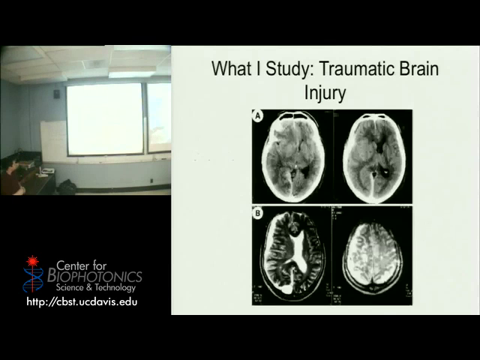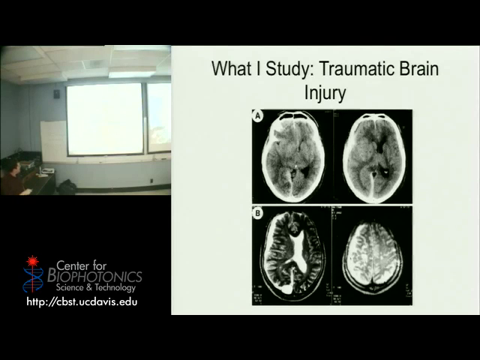So what does this look like? This is a CT scan up here, and this is an MRI scan down here. What you can see in the CT, these black spaces, that's where fluid is in your brain. And it's supposed to be a mirror image. There should be a ventricle here and a ventricle here. But you can see the brain is swelling. This part of the brain is totally swelling over to the other side. So this is what edema looks like in a human brain.